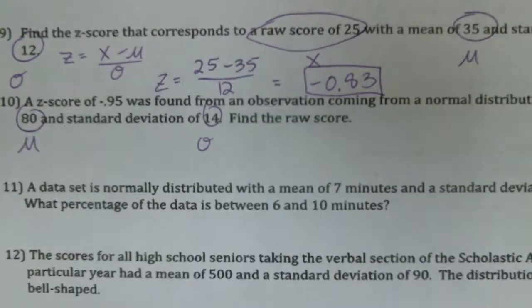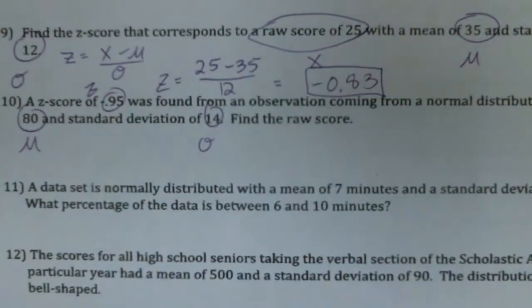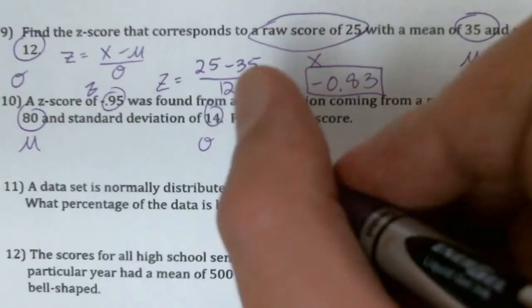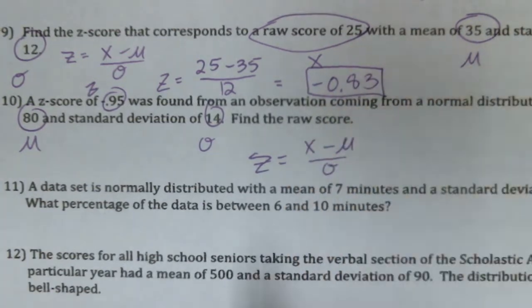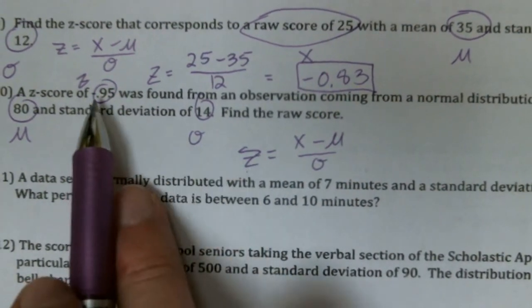Number 10, a z-score of negative 0.95 was found, coming from a normal distribution with an average of 80. Okay, there's my mu. And a standard deviation, there's my sigma, of 14. Now this time, normally we're trying to find the z-score. This time they give it to me. But I'm still going to use this formula, z equals the raw score minus the mean over the standard deviation. So let's plug in what we know. Now I know what the z-score is.